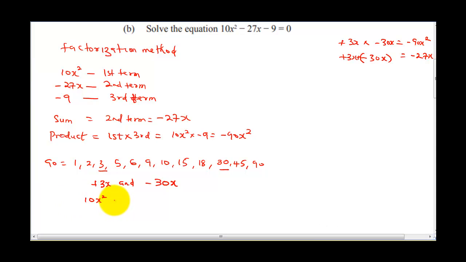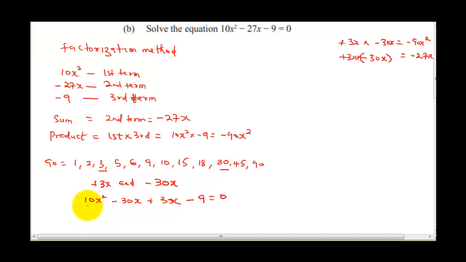We can decide to write it as minus 30x plus 3x. Now, notice minus 30x plus 3x is going to give us what? Minus 27x. So, we're going to put minus 9 equal to 0. From here, we can now factorize.